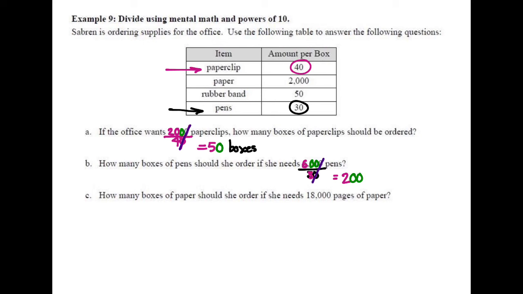And the last one here. How many boxes of paper should she order if she needs 18,000 pages of paper? And if they come in 2,000 per box, we're going to divide this by 2,000 and see what we get. Okay, so cancel 3 sets of zeros. And we're left with 18 divided by 2. And no zeros left. So the answer is just 9. And I forgot my label again, didn't I? Okay, so 9 boxes on this one. And 9 boxes on B.